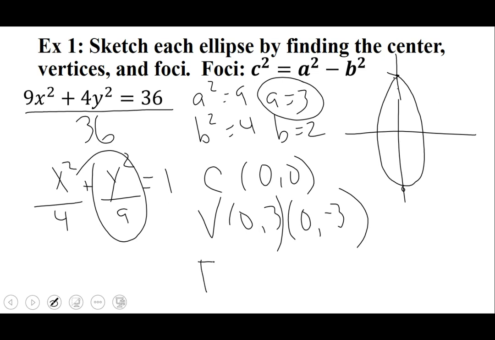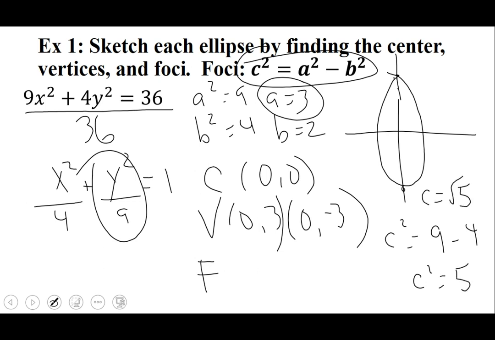Then the foci. To find the foci, you're going to use the equation c squared equals a squared minus b squared. So c squared is equal to 9 minus 4, which means that c squared is equal to 5, which means that c is equal to radical 5. The foci have to be on the same axis as the vertices, so from the center 0, 0, they have to be radical 5 units up and down. The first focus, singular is focus, the plural is foci, is 0, radical 5, and then 0, negative radical 5.